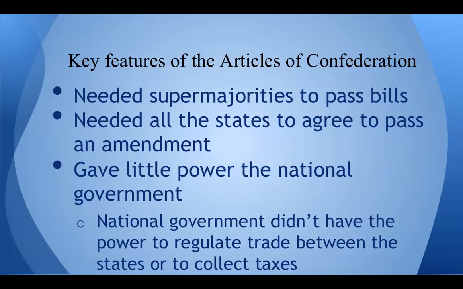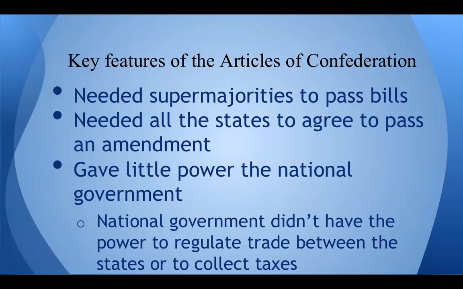There are some key features of the Articles of Confederation that are important for you to understand. They needed supermajorities to pass any bill, like they needed 9 out of 13 votes. That's a supermajority. If you notice in our current Constitution, you only need supermajorities for a couple of key things, because the idea is that we wanted to move away from that mistake from the Articles.